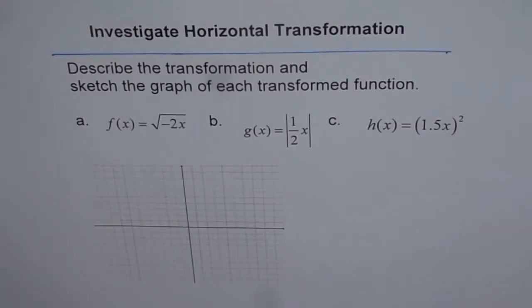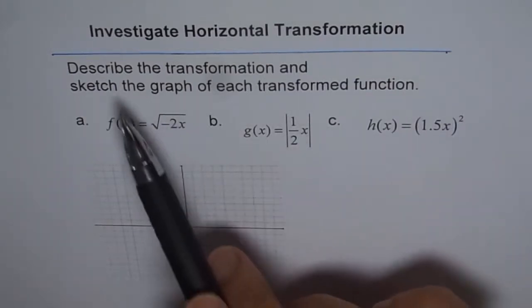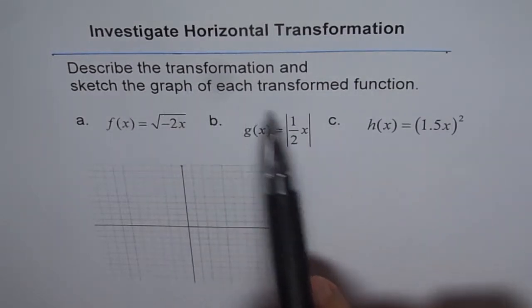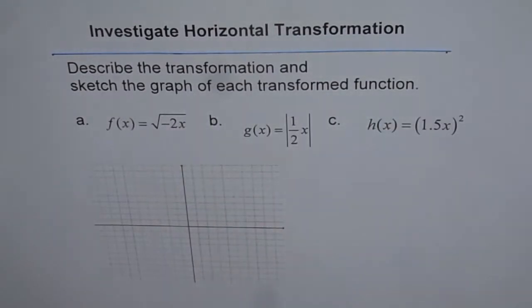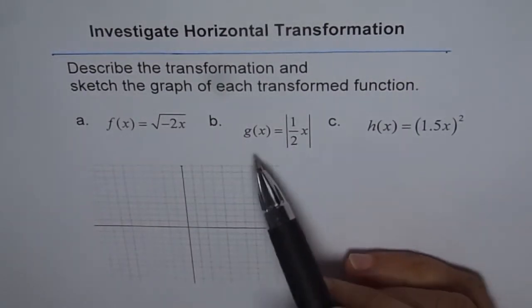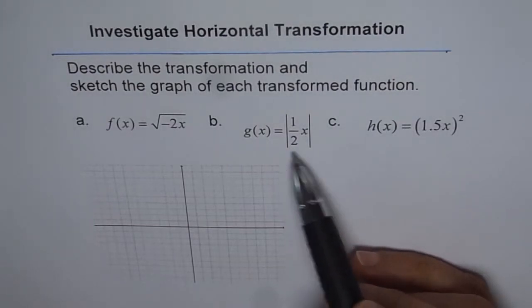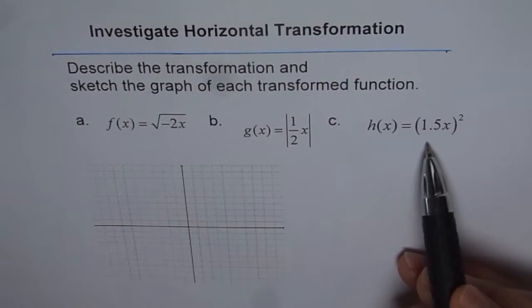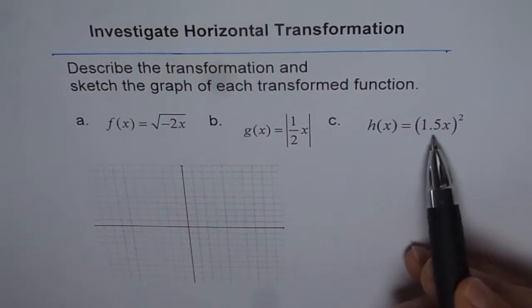Now let's try to sketch the graph of transformed functions. The question here is, describe the transformation and sketch the graph of each transformed function. I've given you three options here. One is f of x equals square root of minus 2x. The other one is g of x equals absolute function of half of x. And h of x is square of 1.5x.